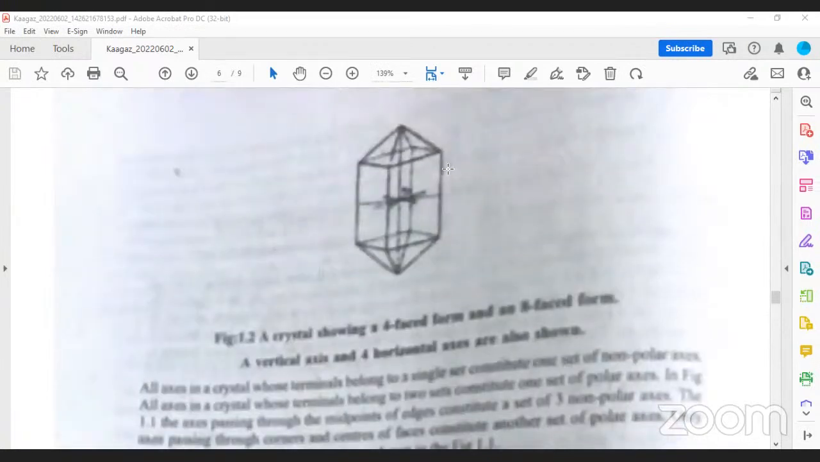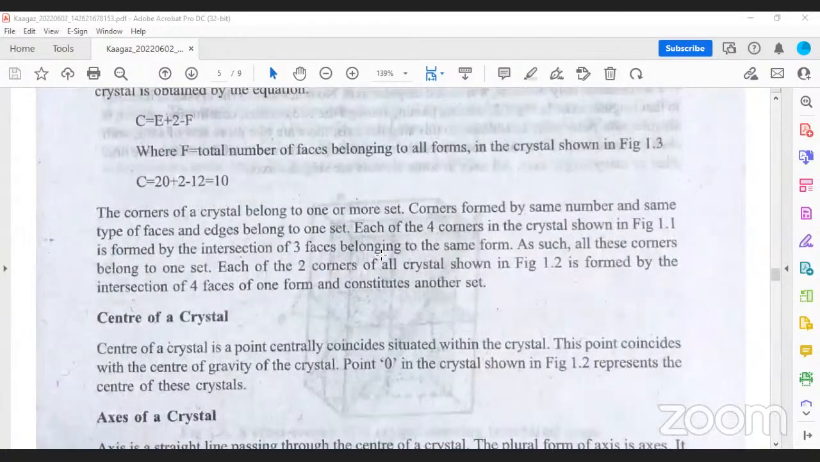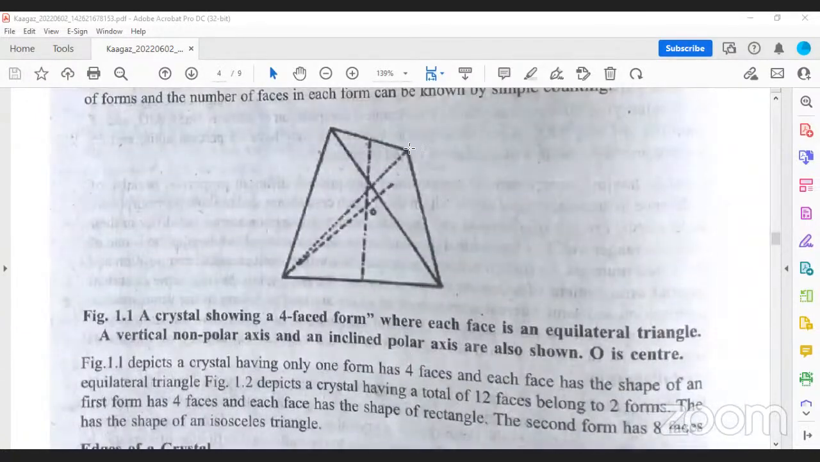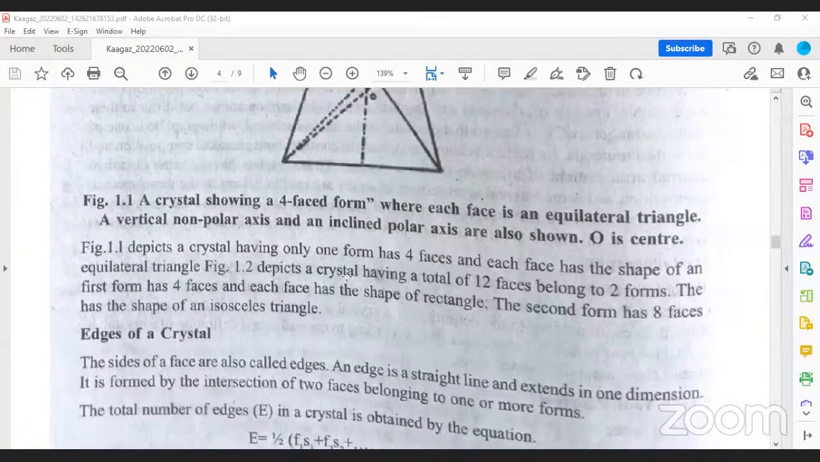Whereas a crystal has four faces, 1, 2, 3, 4, like this. But here the image is showing only one face. It's only one side you are seeing. So for that one, we're calling it a one face.